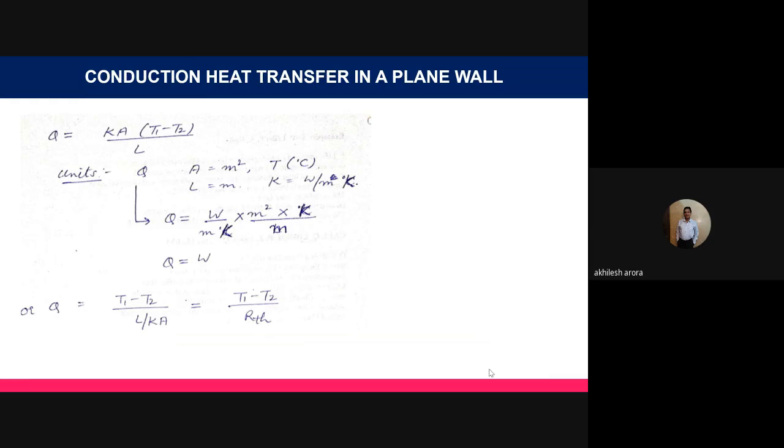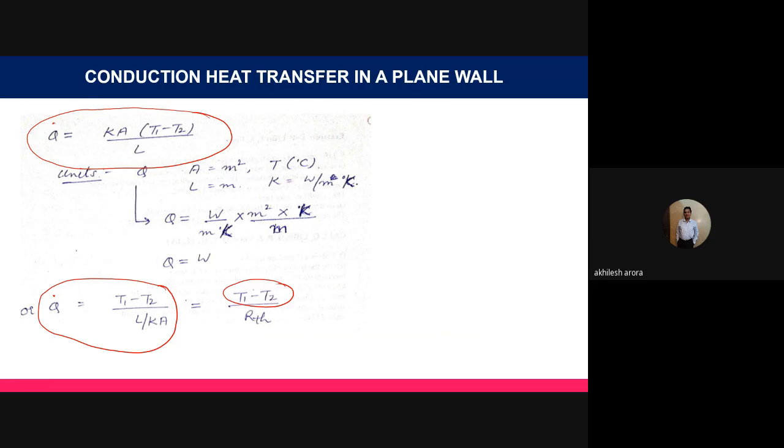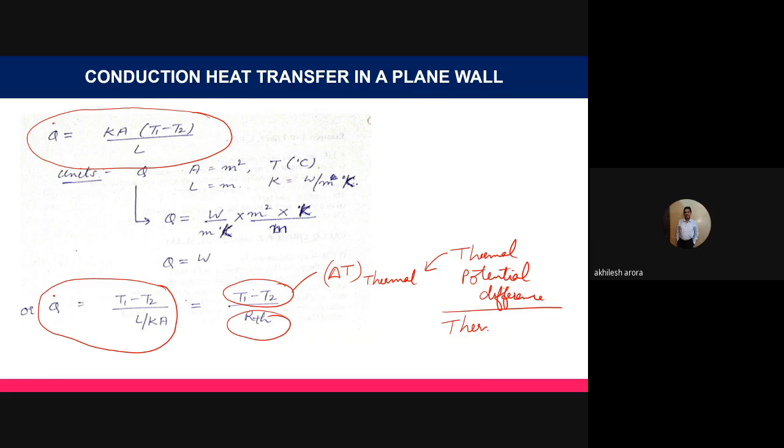So in the last lecture we discussed conduction heat transfer in a plane wall, and the equation for the heat transfer rate was given by this particular equation. The heat transfer rate is equal to T1 minus T2 divided by L by KA, where T1 minus T2 is delta T, the thermal potential difference, divided by this value, the thermal resistance. This thermal resistance is the resistance to conduction heat transfer in a plane wall.